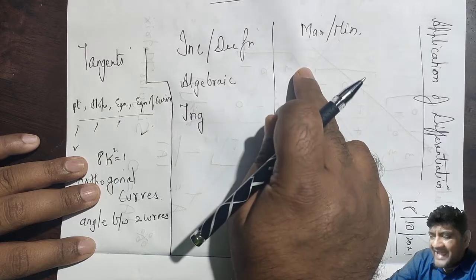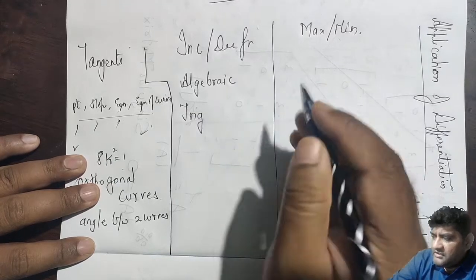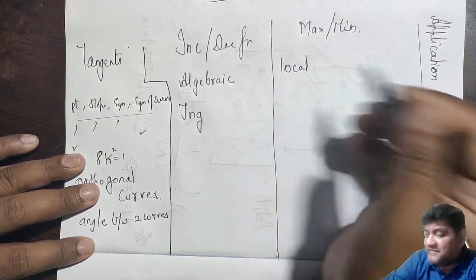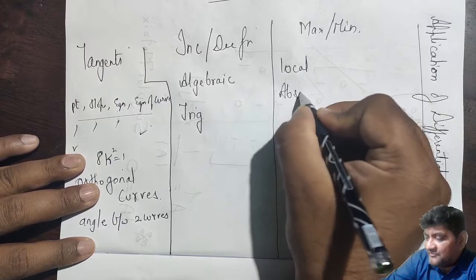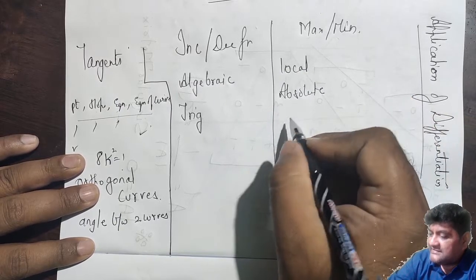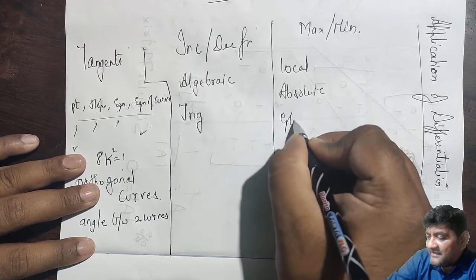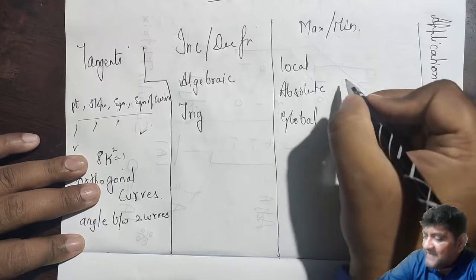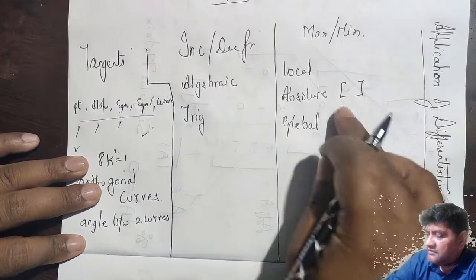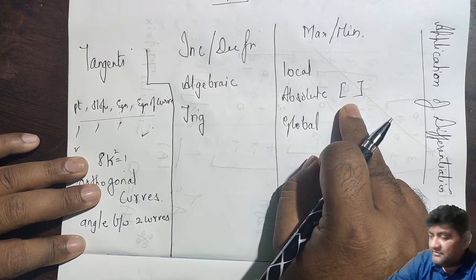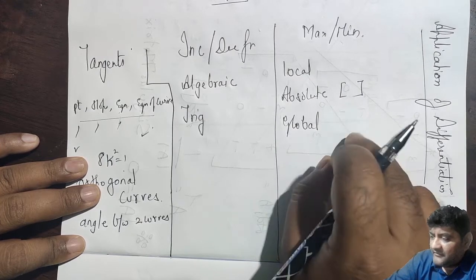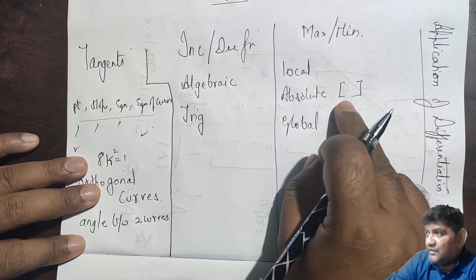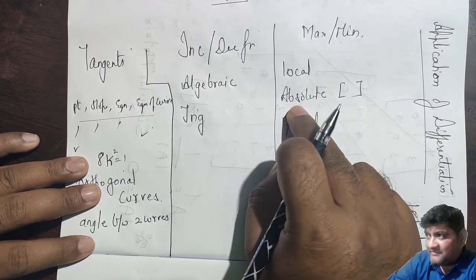When we come to maxima and minima, there are a couple of things that we need to know. One is the local maxima. The working rule for local maxima is different and local minima is different. Absolute maxima and absolute minima. Again, the working rule for this is different. And then we have the global maxima and global minima. For absolute maxima and absolute minima, I'm going to draw these, which says included interval. Very important to remember. If the brackets are closed, if the interval is closed, then you need to solve it using absolute maxima and absolute minima concept.